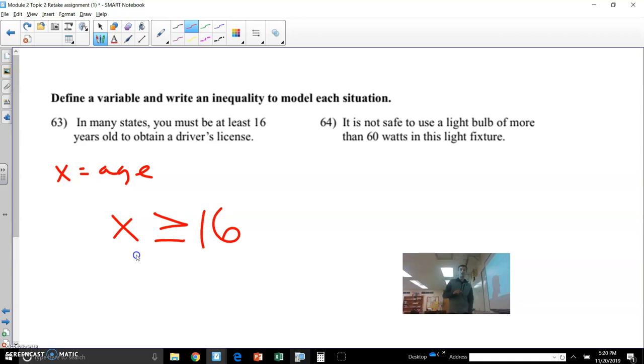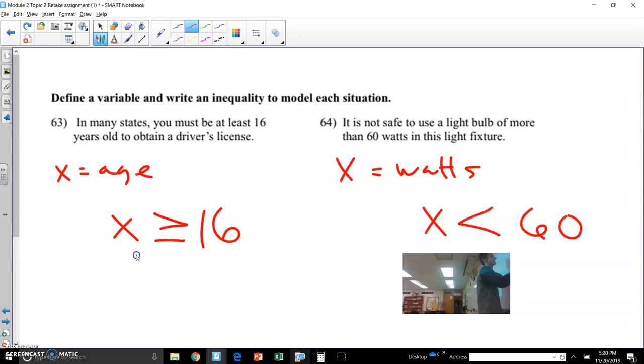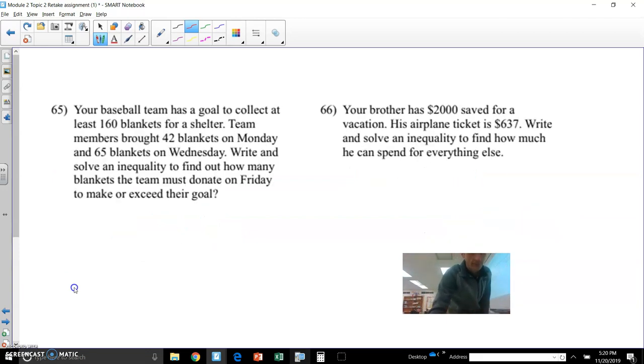Or, it's not safe to use a light bulb of more than 60 watts. So X could represent the watts in a light bulb. And you want X, in this case, to be less than 60. I'll read really closely. It says, not safe to use a light bulb of more than 60. So it looks like or equal is okay. 60 or less. In both of those cases, or equal would be okay.